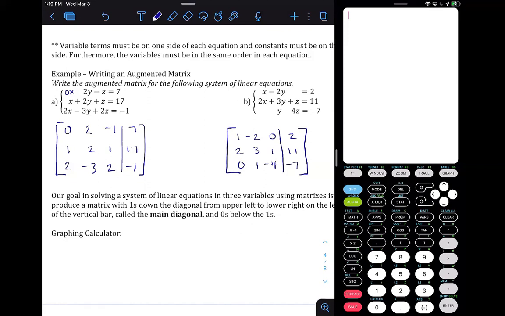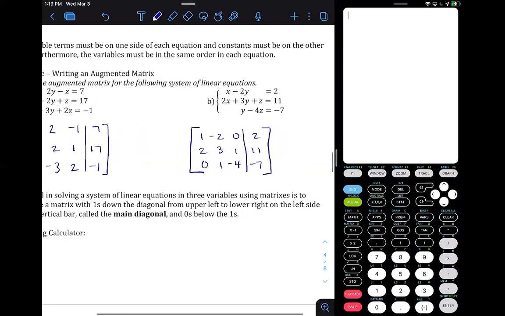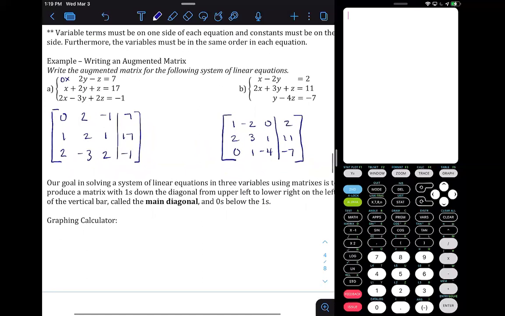So that's your augmented matrix. That's what we're going to be plugging into our graphing calculators. Our goal in solving a system of linear equations in 3 variables using matrices is to produce a matrix with ones down the diagonal from the upper left to the lower right, on the left side of the vertical bar, called the main diagonal. So our goal here is to get something that looks like this.